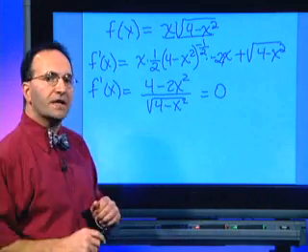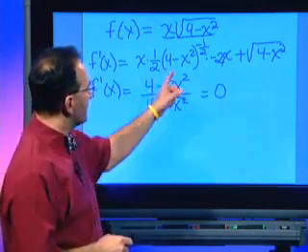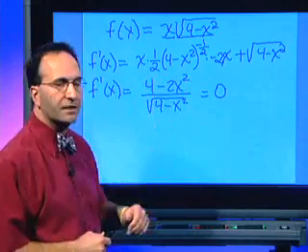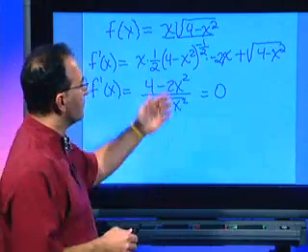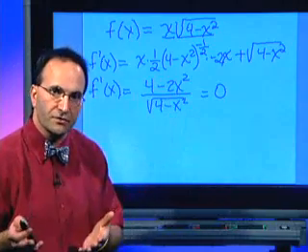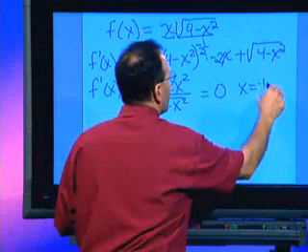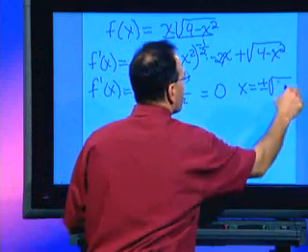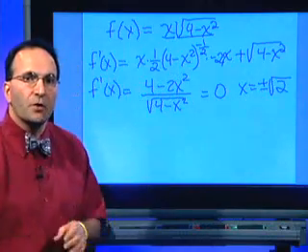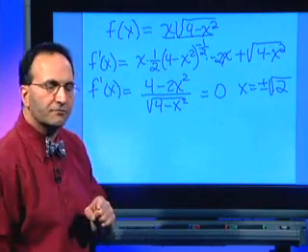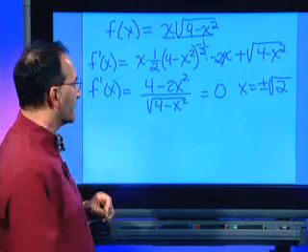And in order for this to equal 0, that means that the top would have to equal 0. In other words, 4 minus 2x squared is 0. That means 2x squared is 4, so x squared is 2. And that gives us x equals plus or minus the square root of 2. So there are 2 points that we're going to have to check. X equals the positive root 2 and x equals negative root 2.